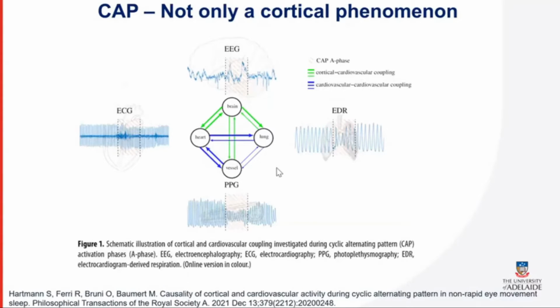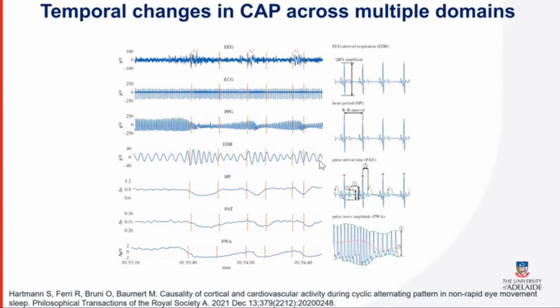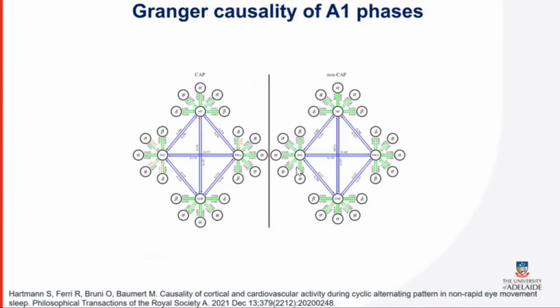Last but not least, the advantage of looking at these activation phases is that we can look at the combination of characteristics across different PSG channels. We can look at heart rate, respiration, and pulse wave, and we derive a time series that gives us some idea about autonomic activation. We can also perform Granger causality analysis, which is a way to look at causal relationships between, for example, brain activity and pulse wave amplitude.